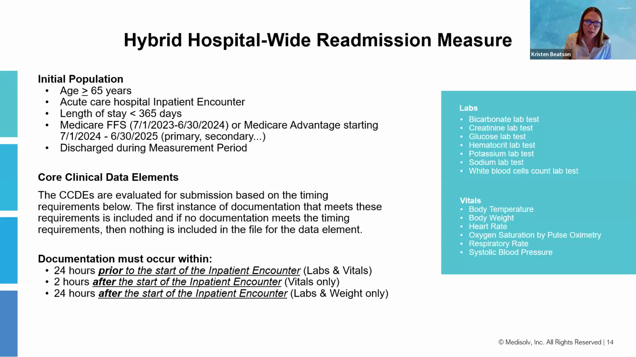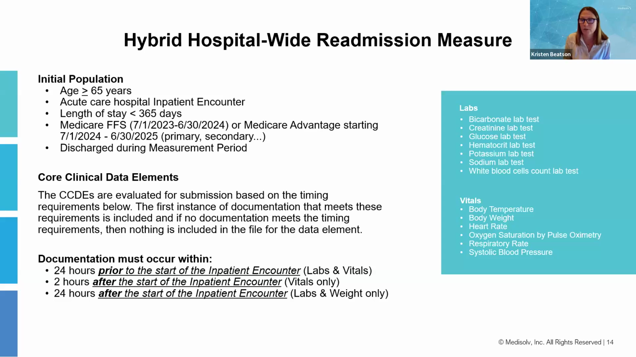The timing continues and looks for vitals only 2 hours after the start of the inpatient encounter. So capturing your direct admissions, any vital signs that are documented within the first 2 hours after the start of the inpatient encounter will be evaluated, and the first instance will be included in the file. And then the last one is your labs and weights. You have a 24-hour window after the start of the inpatient encounter to get that documentation done. That first instance of documentation, and any first instance of labs and weights that happen within the 24 hours after the start of the inpatient encounter, will be what's included.